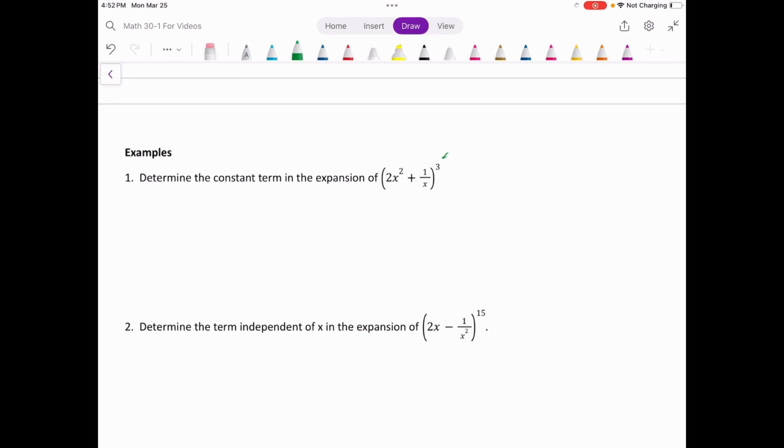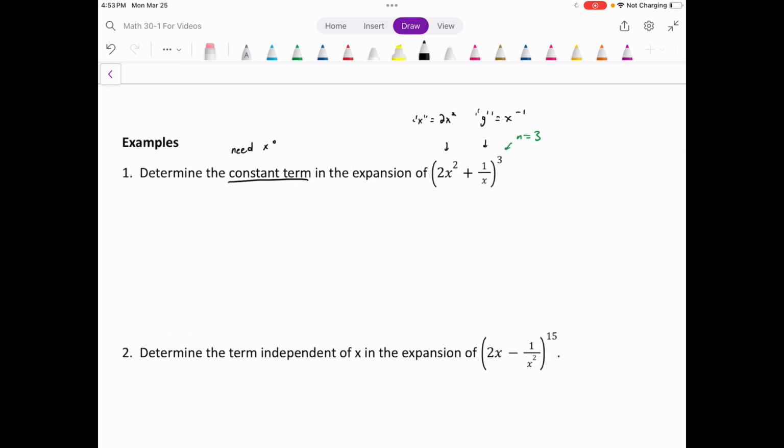We know our n is 3. We know that our x is 2x squared, and our y, it's 1 over x, but I'm going to write that as x to the negative 1 because that'll be a lot easier to work with, okay? We have to figure out the constant term. So that means we need that the overall exponent on x is x to the 0, okay? Once we figure out the term that happens in, we can figure out that term, right? We would just use the binomial theorem from there. So let's just do that first, right?